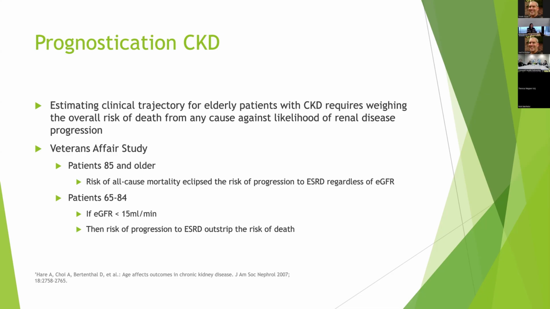Versus a study looking at patients, or that same study, 65 to 84 years old with a GFR less than 15, then the risk of progression of end-stage renal disease outstrips the risk of death. So it's kind of like prostate cancer in my mind. The younger you are, the more likely something else is going to get you. Actually, it's the contrary, but it's similar.